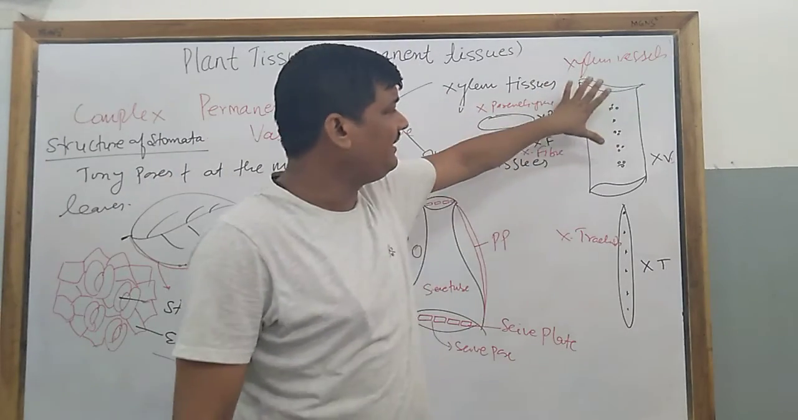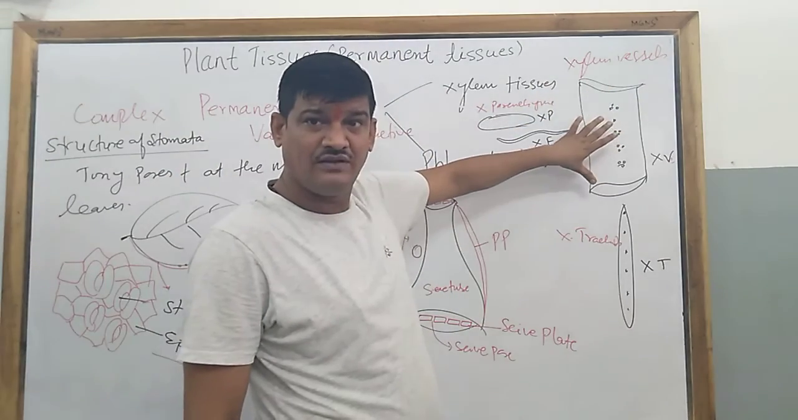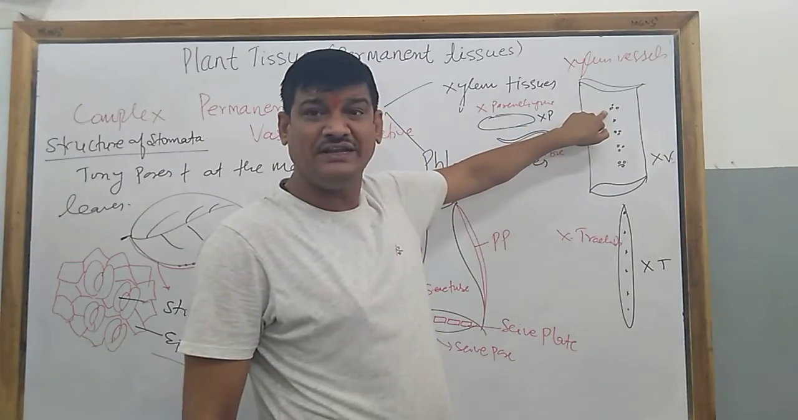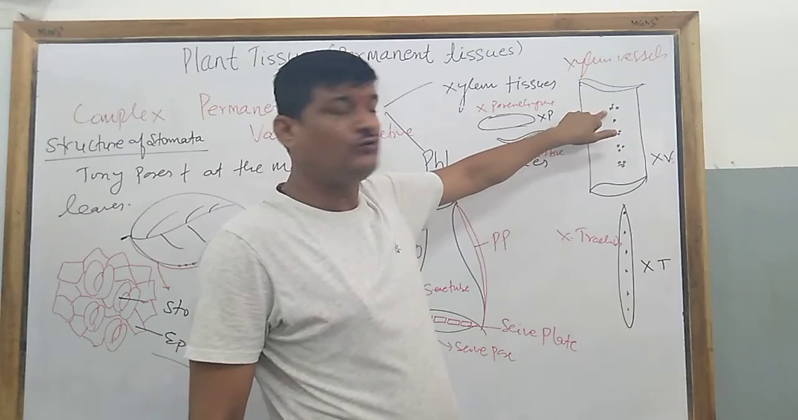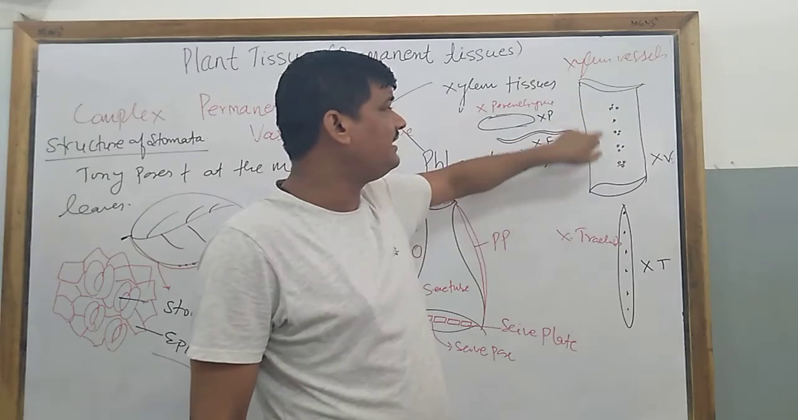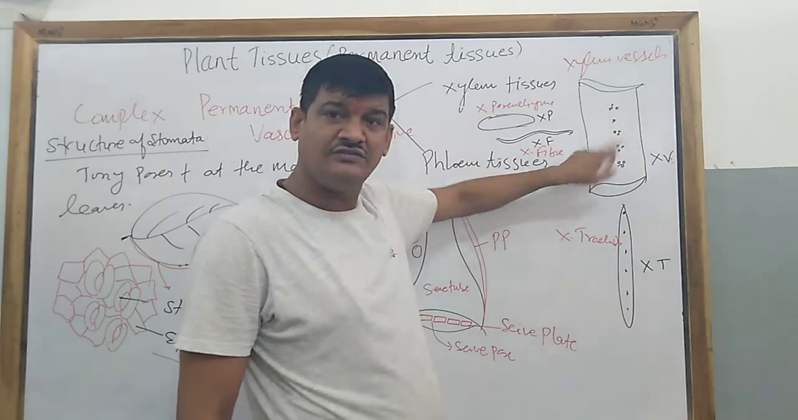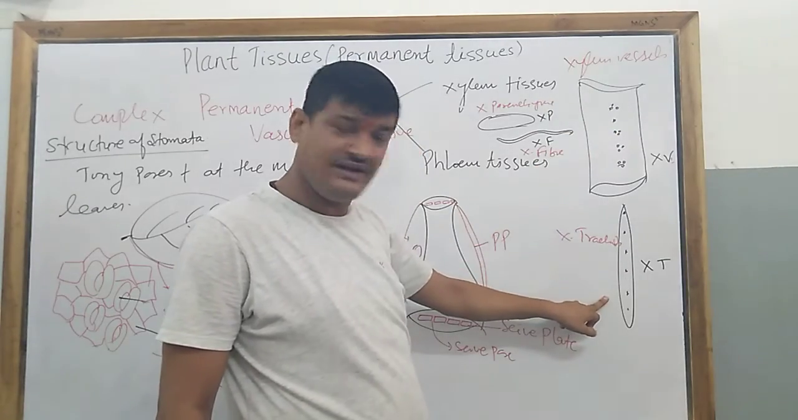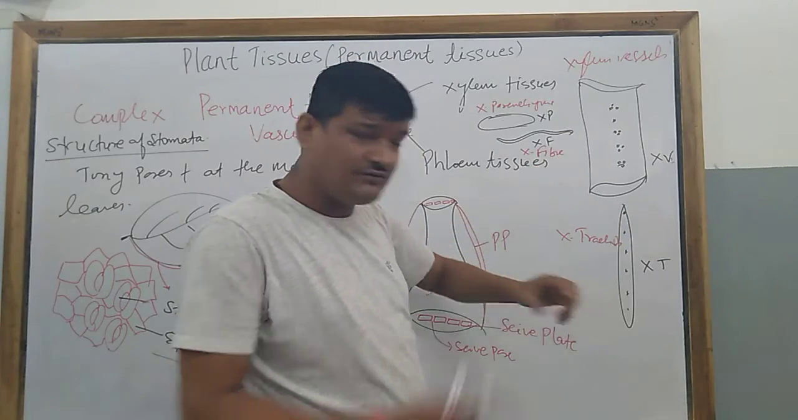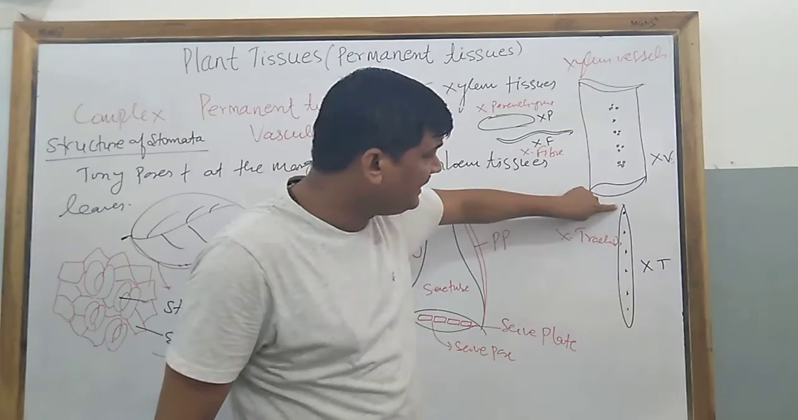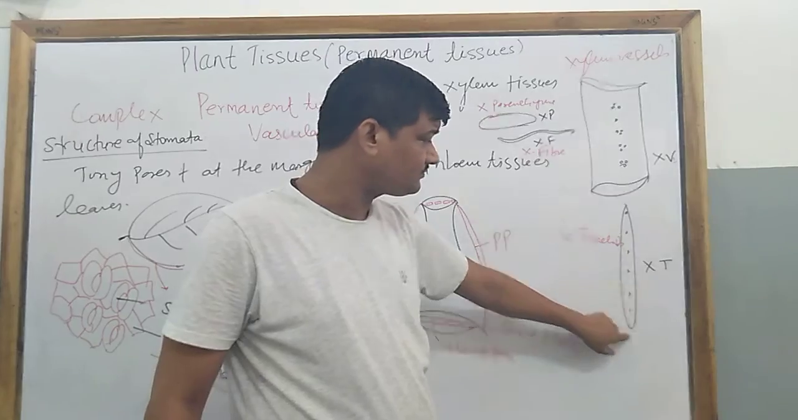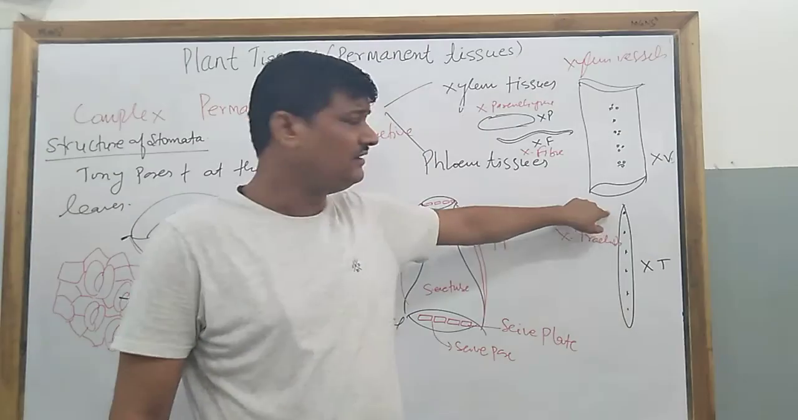Xylem vessels are elongated, with pores that are called pits. The minute pores are present on the margin of xylem vessels, and the function is transportation of water and minerals. Here you can see xylem trachea. Xylem trachea is also elongated but tapering, that is, the end of the structure is pointed. So it is called tapering.